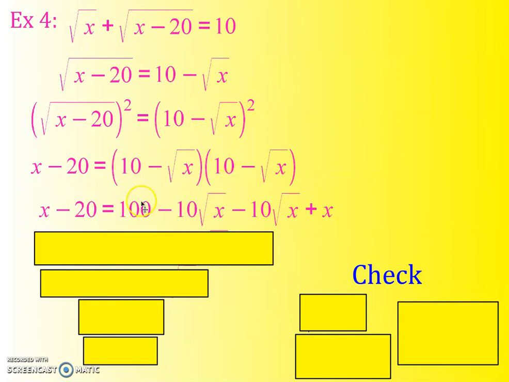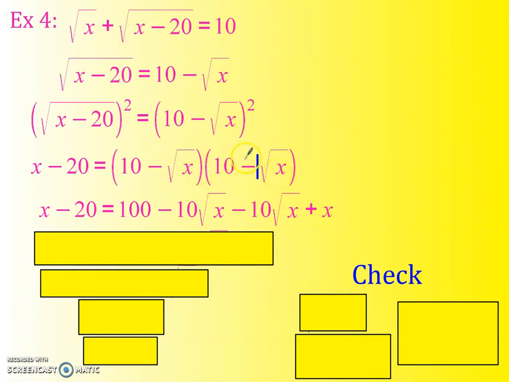10 times 10 gives us the 100. 10 times the negative square root of x is negative 10 square root of x. 10 doesn't have a radical. You cannot take it inside that radical. You multiply the 10 times the negative 1 and leave the square root of x behind it. The inside terms did the same thing, negative 10 square root of x.